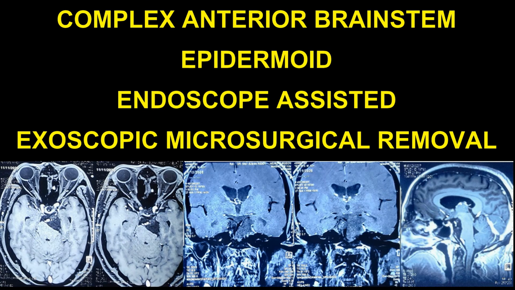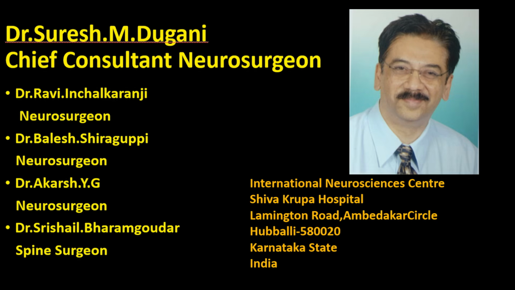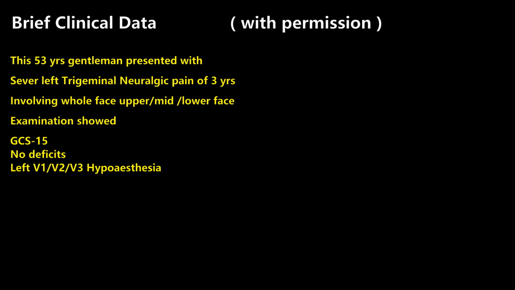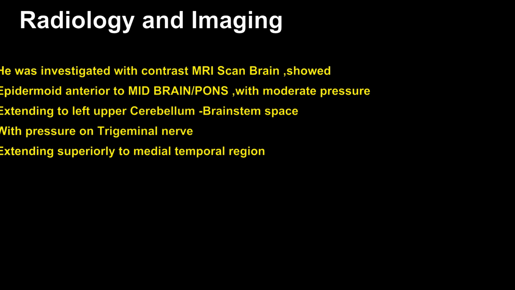Consecutive video of exoscopic microsurgical management of complex anterior brainstem epidermoid with endoscope assistance. This 53-year-old gentleman presented with severe trigeminal neuralgia on the left side for 3 years, involving the whole face, upper, mid, and lower face. Examination showed Glasgow score 15, no deficits, left V1, V2, V3 hypoesthesia.